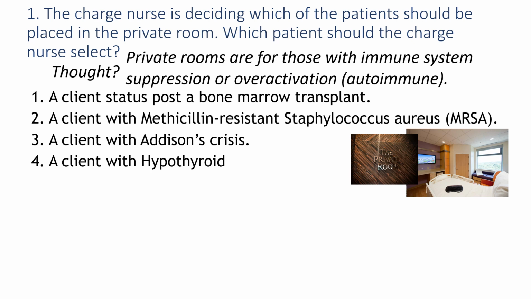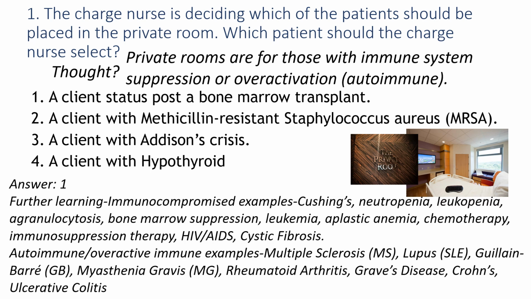The thought for the private room is that private rooms are for those with immune system suppression or overactivation, which is an autoimmune exacerbation. If you pick number 2, that's usually the way the hospitals do it. But if you think about it, if somebody has MRSA, they can be roomed with somebody else with MRSA because they can't infect each other. So to take up private rooms with people with MRSA really doesn't make sense. And so in the further learning, it's a good idea to make sure that we know who those immunocompromised people are. And so there's some examples down here.